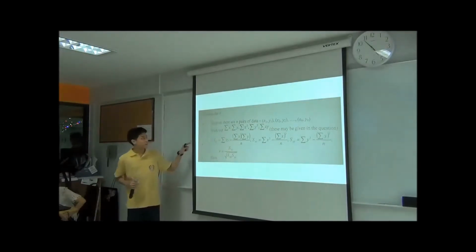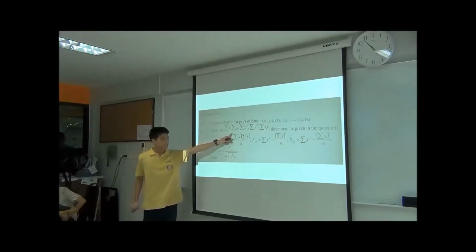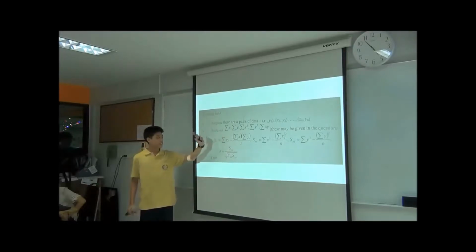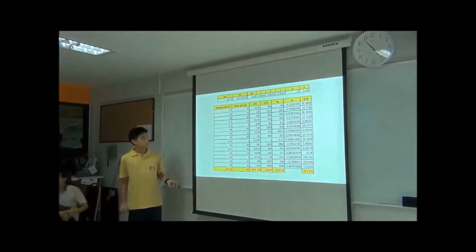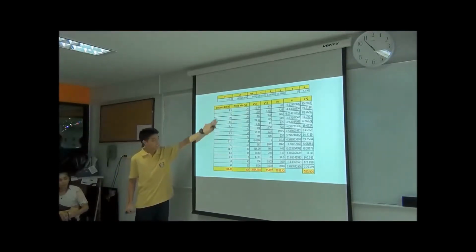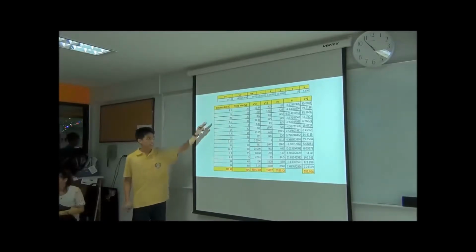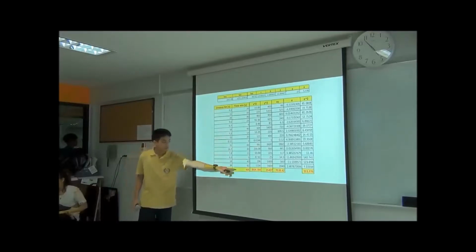To calculate R, we have to find these values first, which are the sum of x and the sum of y. Here are the 15 distances, and we add them all together to get the value of the sum of x, and here's the sum of y.